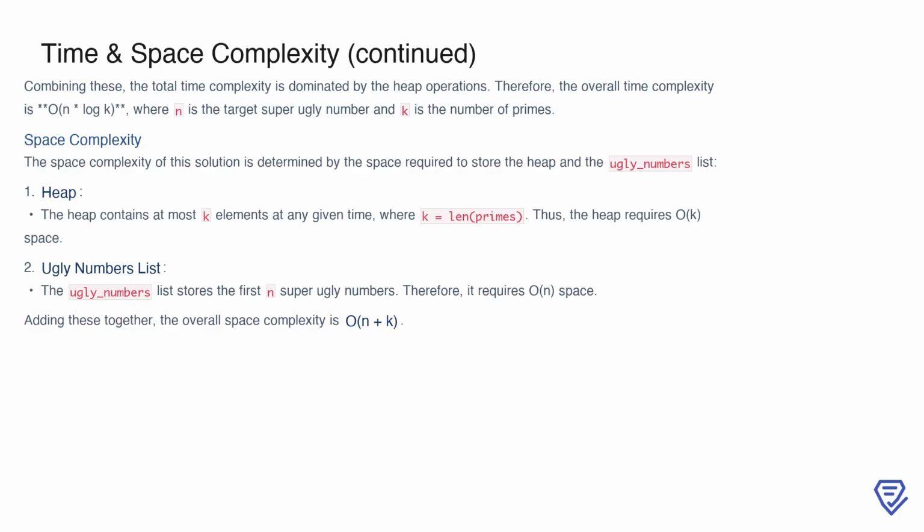Now looking at the space complexity, the heap is a key contributor. At any given time, the heap contains at most k elements, which requires O(k) space. Additionally, the ugly_numbers list stores the first n super ugly numbers, which takes O(n) space. When we add these together, the total space complexity becomes O(n + k). This balanced approach ensures that the solution remains efficient in both time and space.